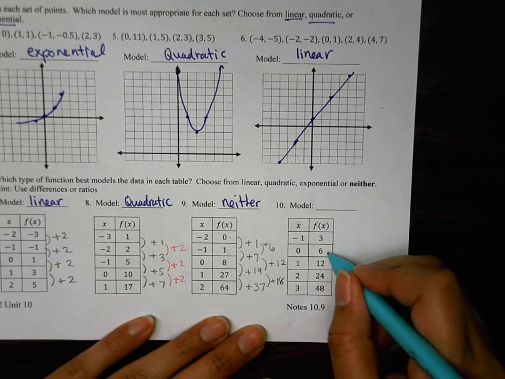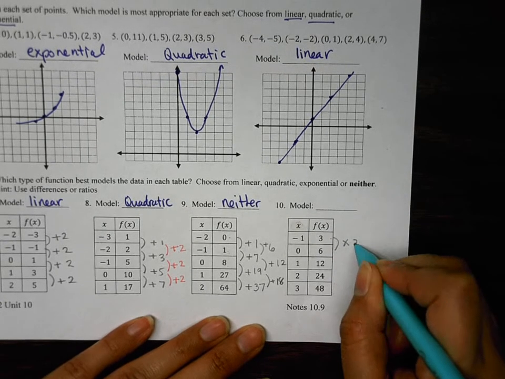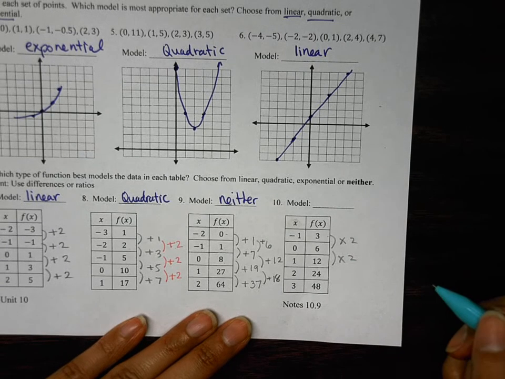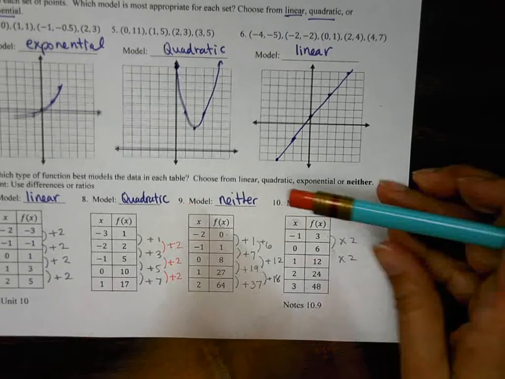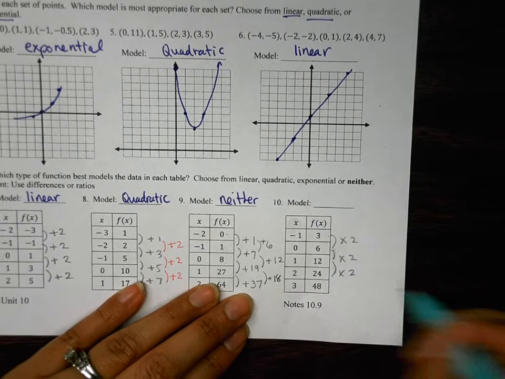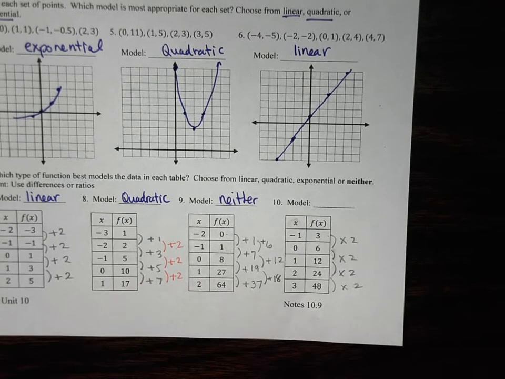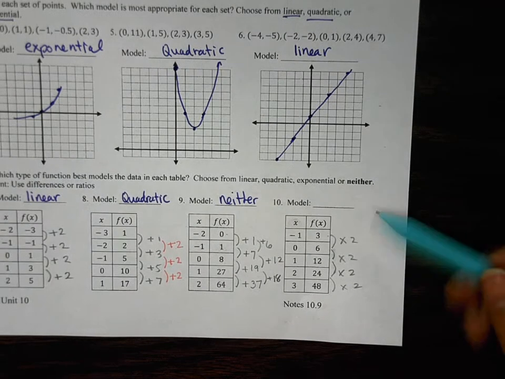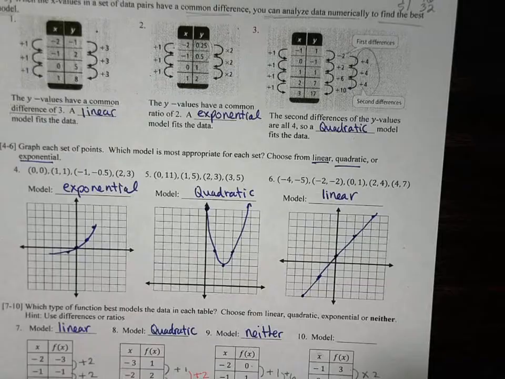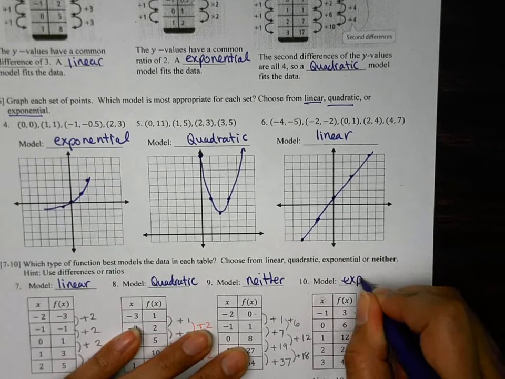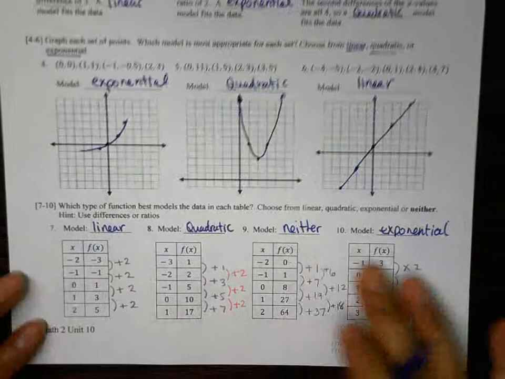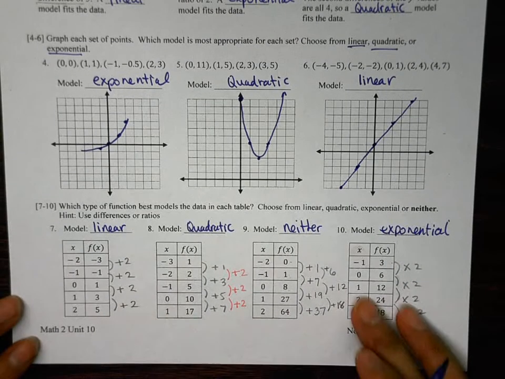All right. Again, the first thing to check is if you're multiplying by a common number. Are we doing that on this one? 6 divided by 3 is what? Okay, so let's test it. Is 6 times 2, 12? Yes or no? And is 12 times 2, 24? And is 24 times 2, 48? So there's a common ratio. Which one appears with the common ratio? Exponential. Any questions?